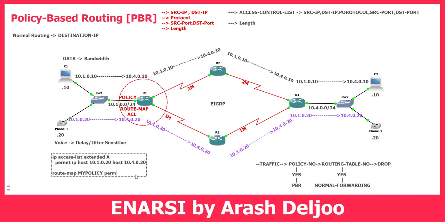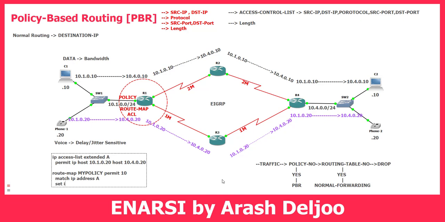Okay, this is our ACL, and then we should configure one roadmap, for example my policy, this is the name of the roadmap, and then permit 10 match IP address A. It means the roadmap my policy says that in sequence 10 we have a permit action, and the match condition is that the traffic should match ACL A. Okay, and after that, if traffic matches ACL A, here you can configure two rules.